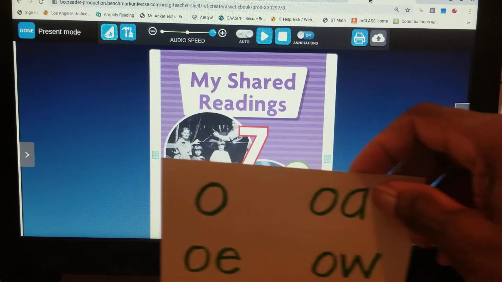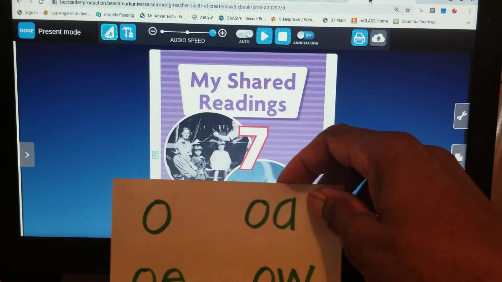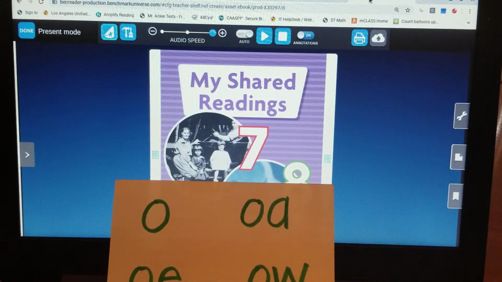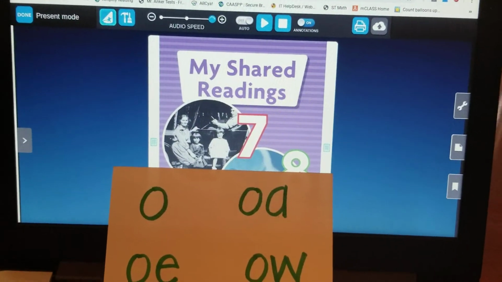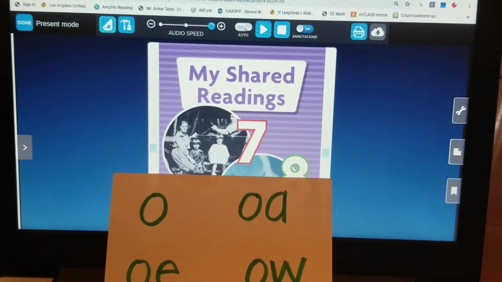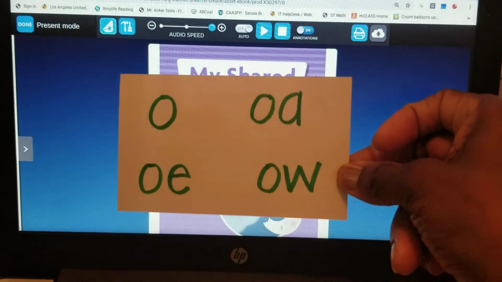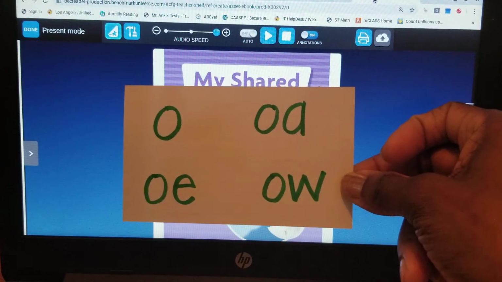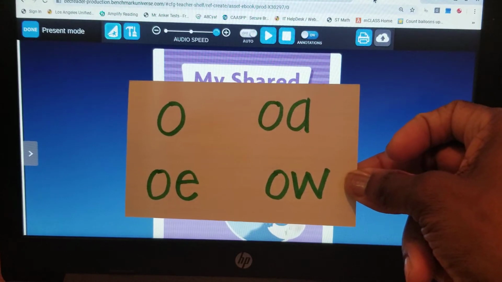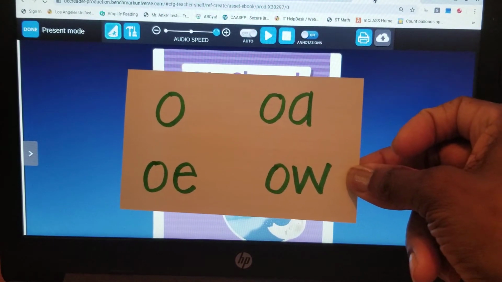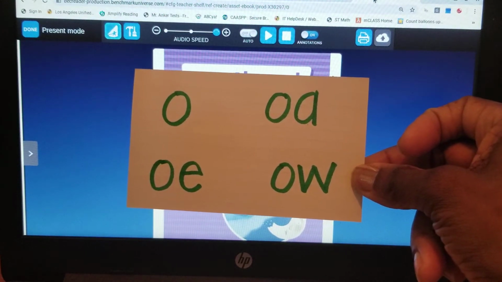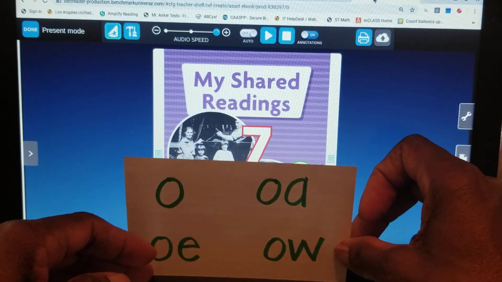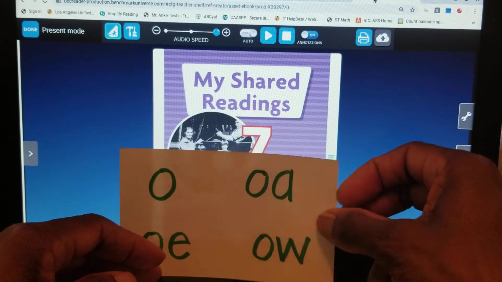All right, before we go to our book, I want us to review our spelling words that you got for the last lesson on last week. It's the OA spelling, no, the long O spelling, I'm sorry. Long O spellings: O, OA, OE, and OW. All of these spellings say O when you see them in a word.